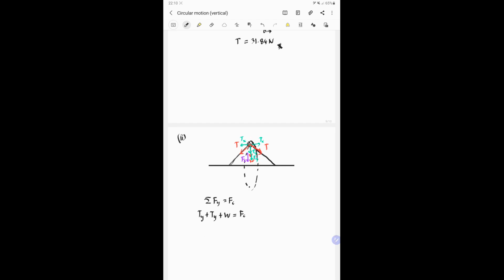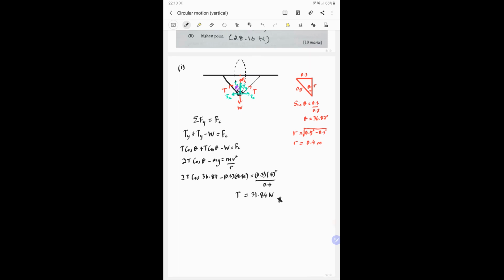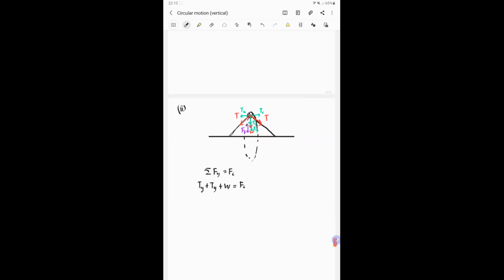Ty is still the same as before, according to the triangle, and touched by the angle should be cos, isn't it? So it should be T cos theta plus T cos theta plus mg equals Fc, which is mv squared over r. I think I need to show you the triangle so that you can see it clearly. So the triangle is like this.